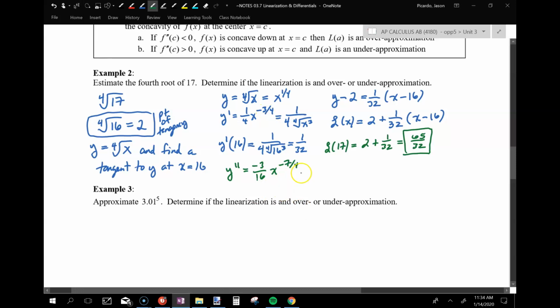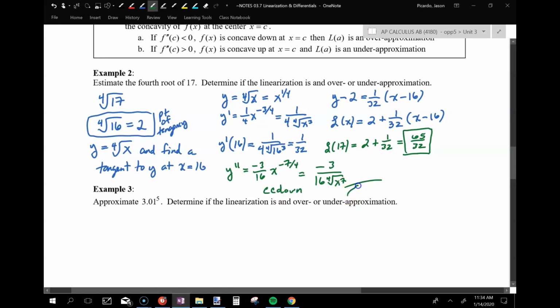So what does that look like? That looks like negative 3 over 16 times the 4th root of x to the 7. So hang on a minute. What do I want to know? I want to know about the concavity at my point of interest, right? Well, it's 17. What am I going to do? This is going to get to the 7th power. I'm going to take a square root. That'll be a positive number times 16. That'll be a positive number, but this is negative. So I get a negative value, right? Which means that this curve was concave down.